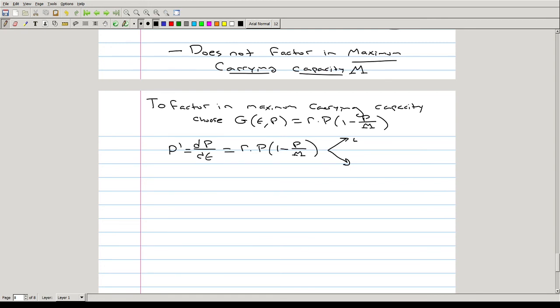Well, when p is approximately 0, that means p prime is approximately r times p times 1 minus p over m, and p over m is a very small number when p is approximately 0, so p prime is approximately equal to r times p. So for small values of the population, we expect exponential growth. But when p is approximately equal to the maximum carrying capacity, p prime is approximately equal to 0. So as we get very close to the maximum carrying capacity, the rate of change of the population is approximately 0.